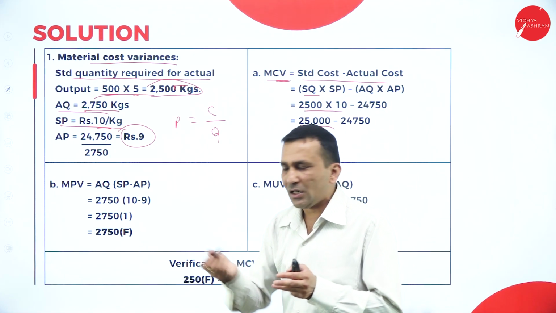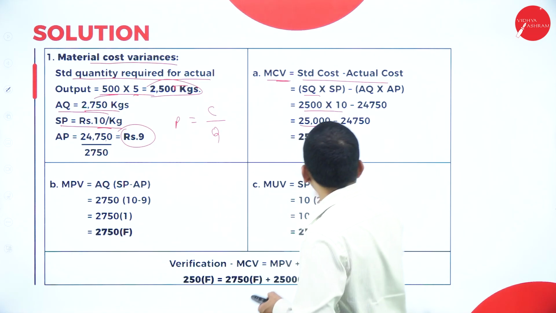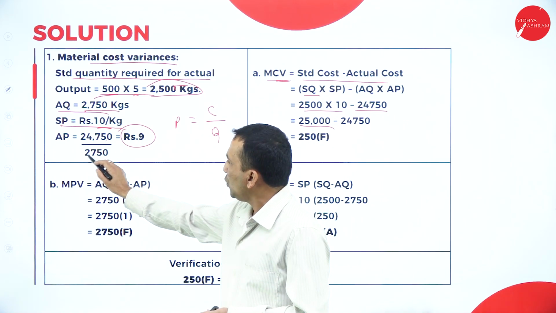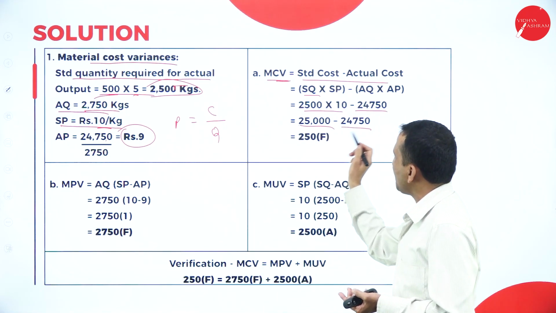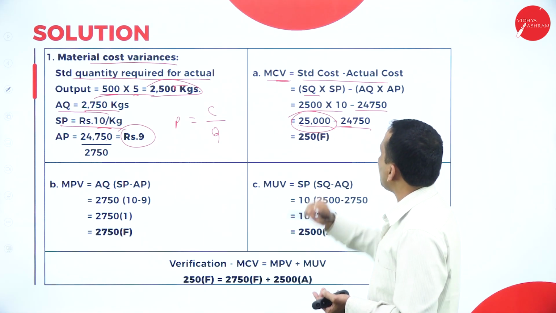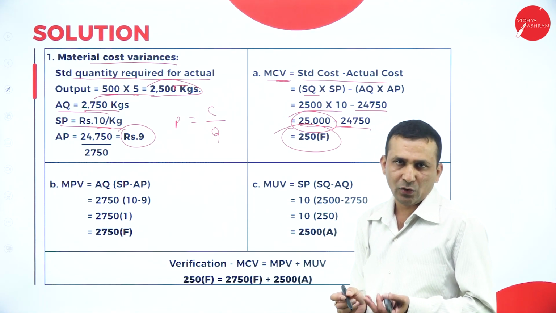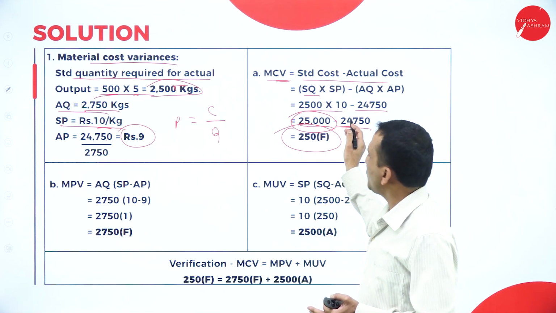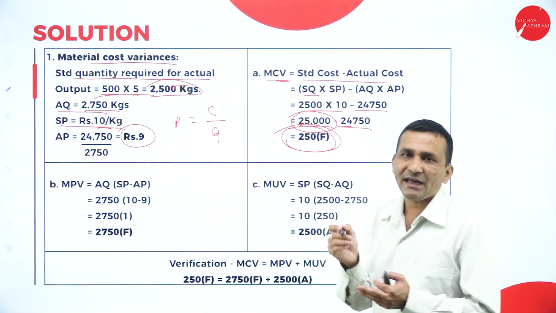Actual cost, which is directly given in the question, 24,750. So directly we can write. Otherwise, if you multiply actual quantity 2750 into 9, the same rate, we are getting the same value. After substituting, here you are getting a positive 25,000. Easily we can subtract it minus 24,750. Obviously we are getting the favorable result, because the first value is more compared to the next value, the actual cost value of 24,750. So the favorable result we are getting, that's what we are writing in the bracket F.